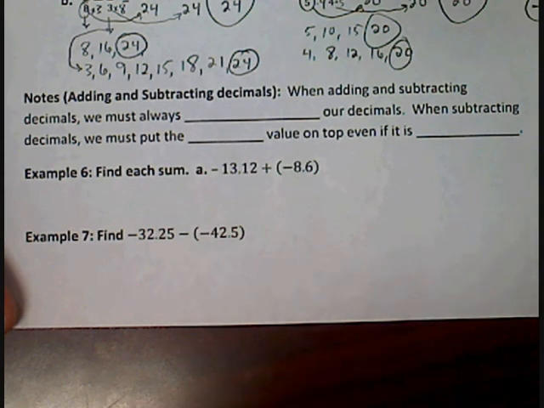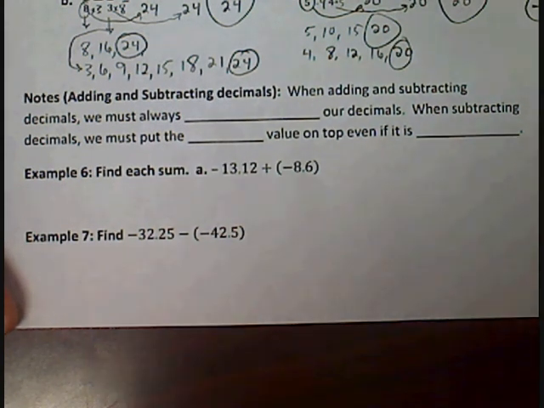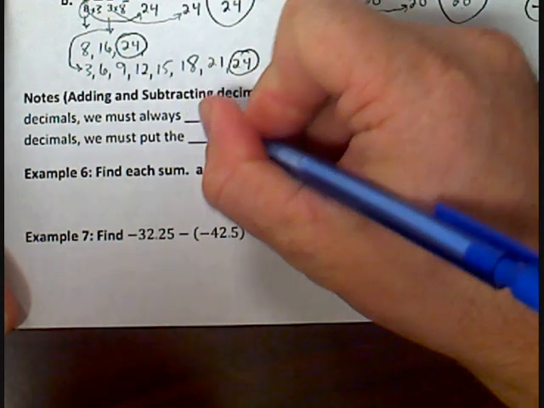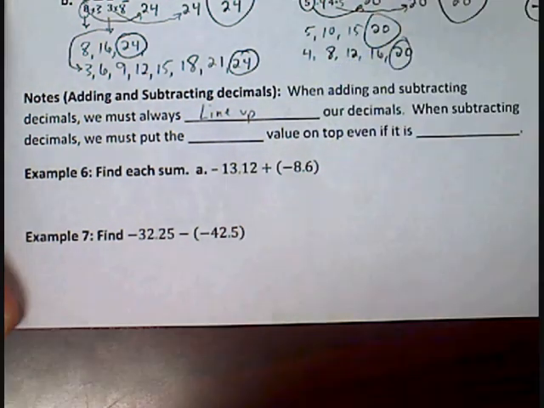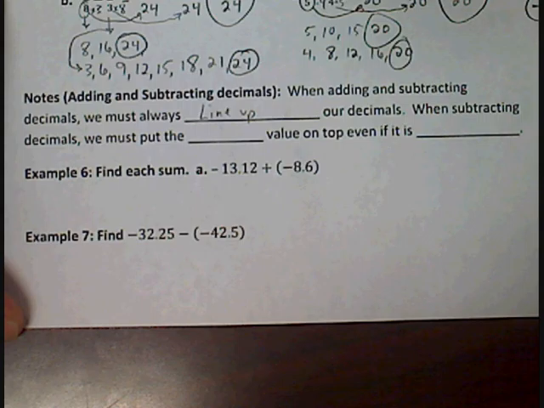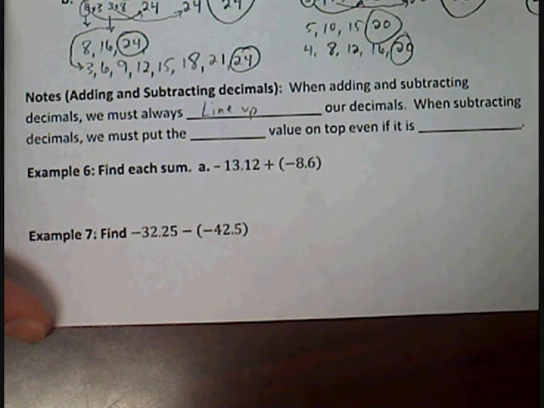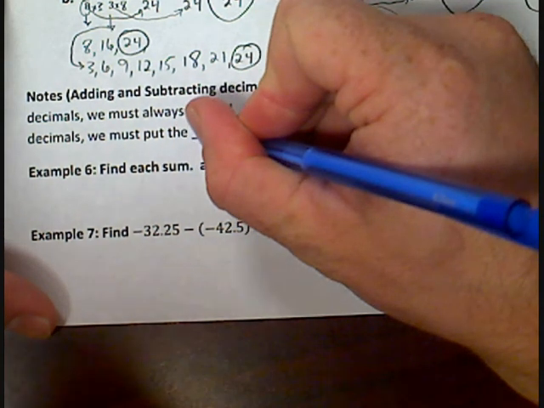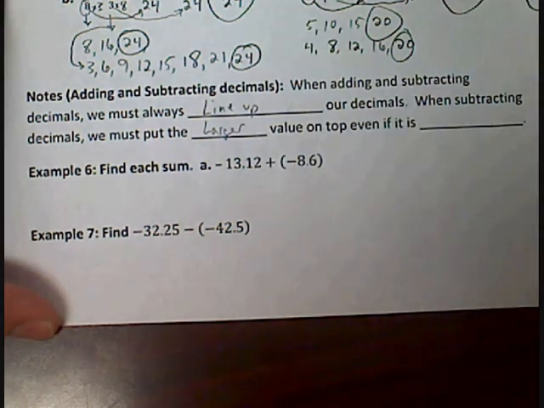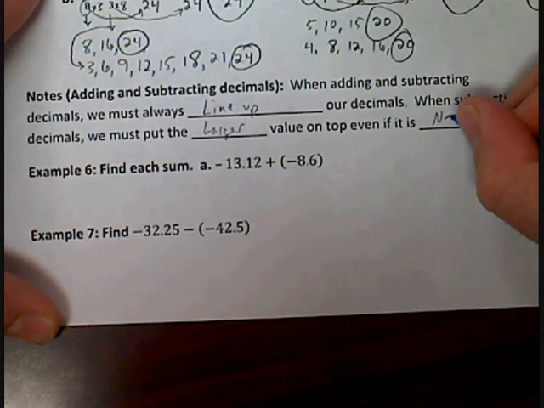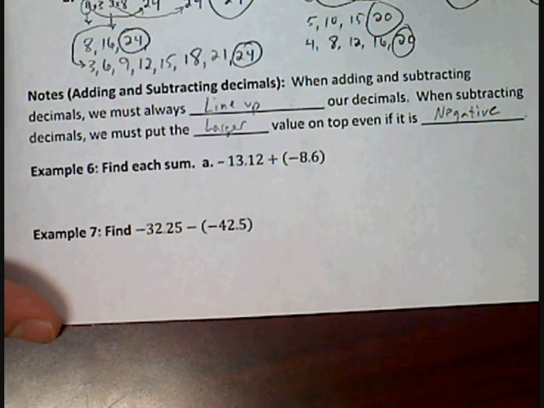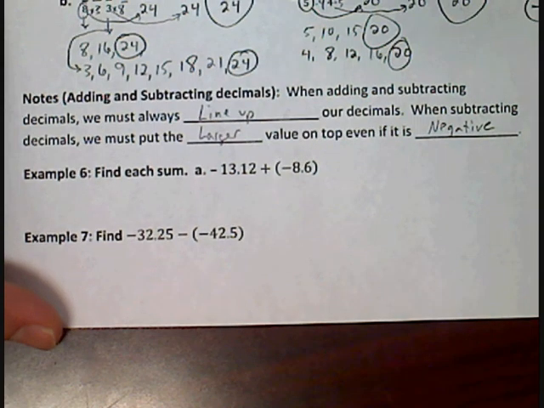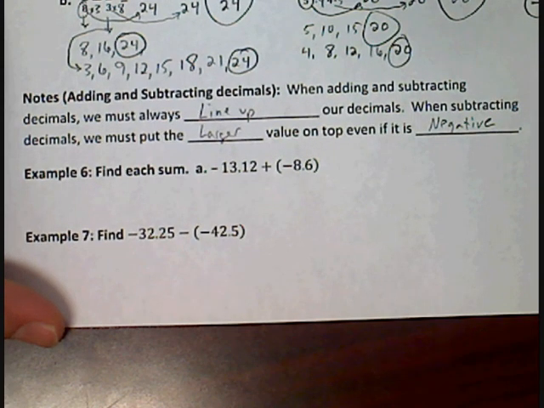When adding and subtracting decimals, we must always line up our decimals. When subtracting decimals, we put the larger value on top, even if it is negative. So I've actually taught you that already, but I want to go ahead and stress that, especially whenever we are dealing with decimals and negative numbers.